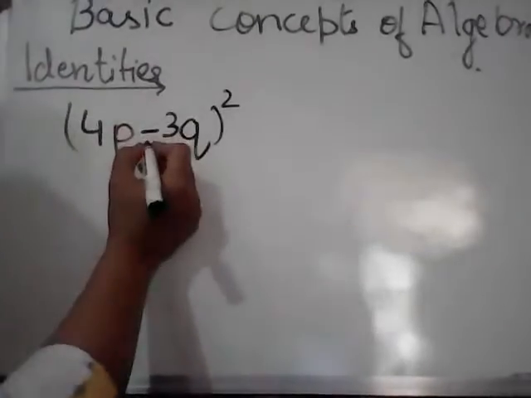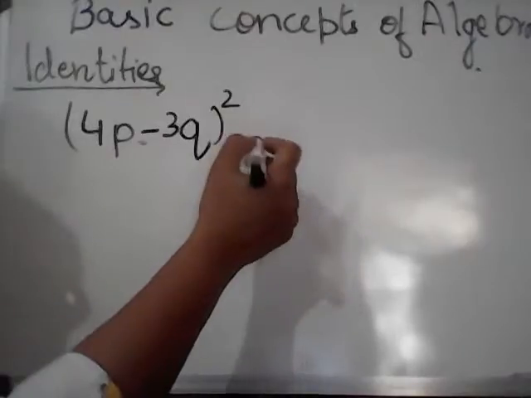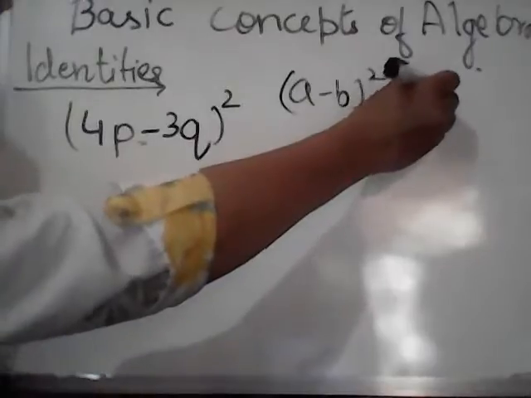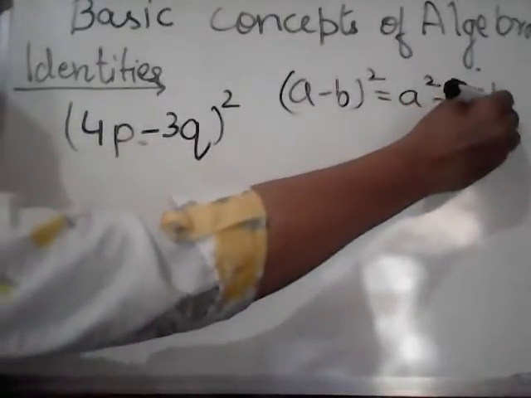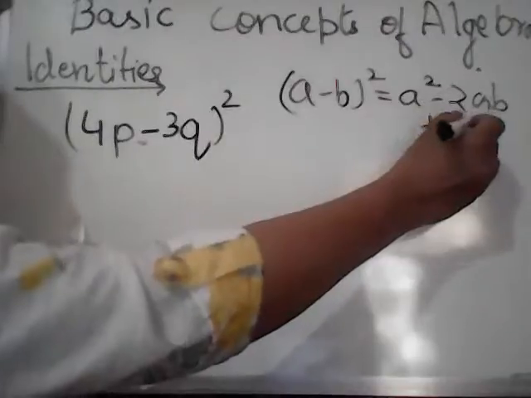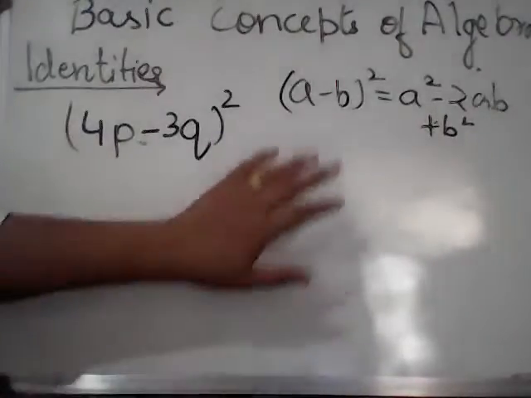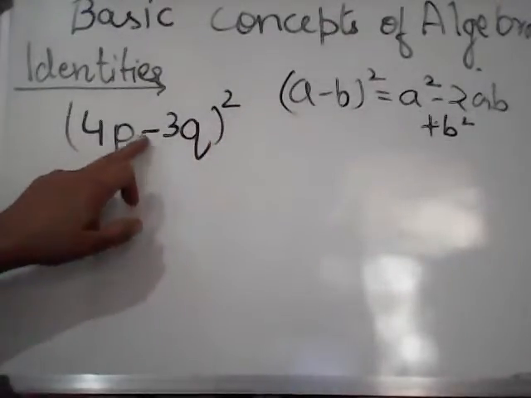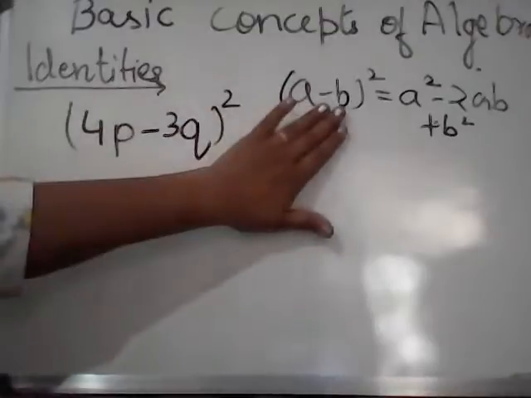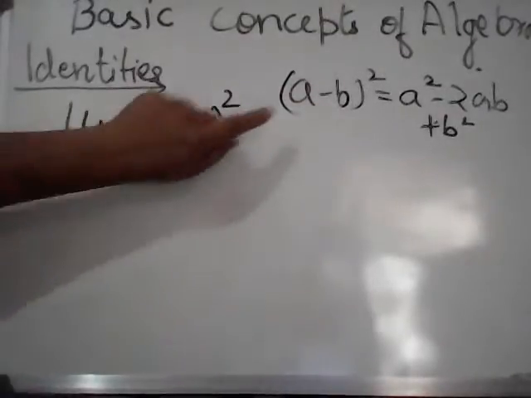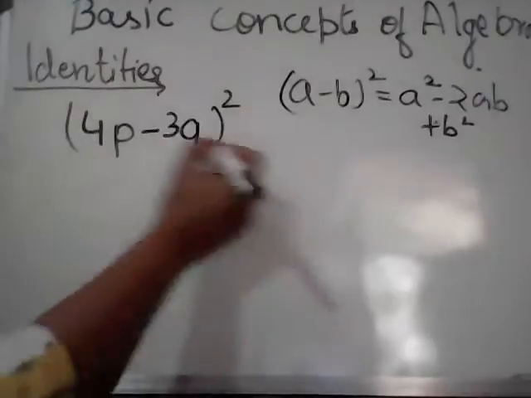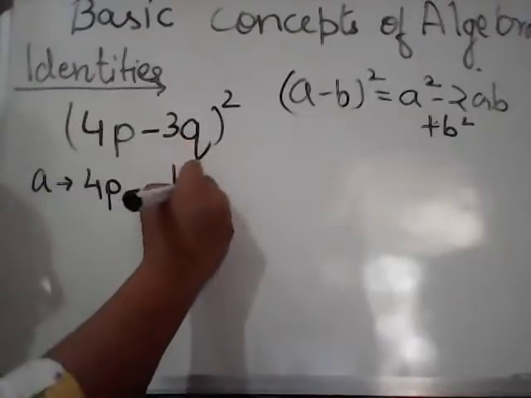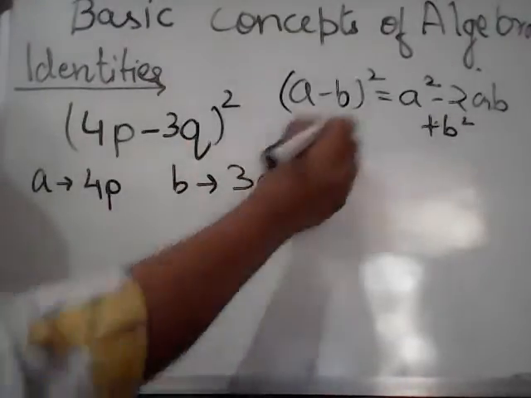You see the minus sign. In the second identity, we have a minus sign, that was a minus b whole square, which is equal to a square minus 2ab plus b square. Right? We'll use this identity. Why? Because we have two terms a and b, and we have a minus sign in between. We'll compare this expression with this identity. On comparing, we found that we can use this identity, and in place of a, we can take 4p, and in place of b, we can take 3q.